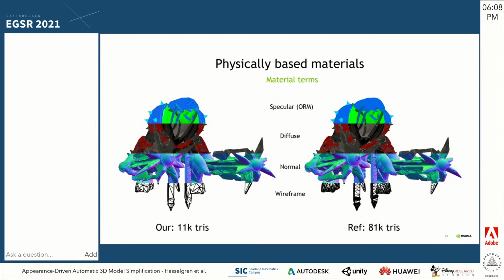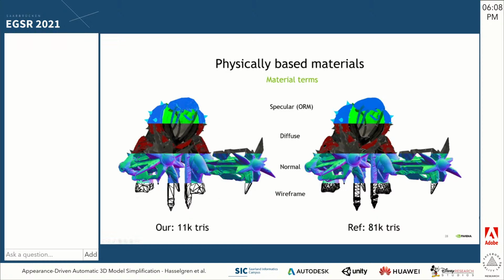We can, of course, extend this to baking textures for fully physically based BSDFs. In this case, we have a mesh from the Paragon asset. We're baking a specular texture for the reduced mesh, albedo, and a normal map. And down here, we're just showing the wireframe for the two meshes so you can see the difference.